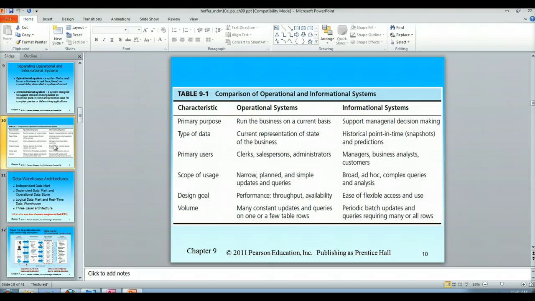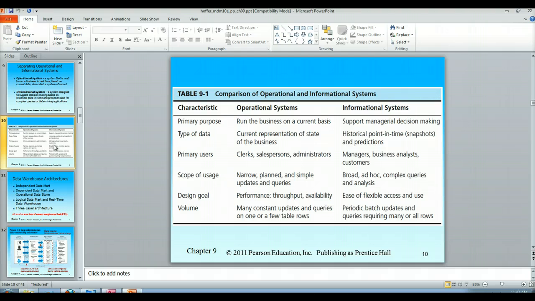The scope of an operational system is narrow. It's planned, and we're really talking about simple updates and queries. An informational system, because it's grabbing data from all manner of disparate systems, is broad. A lot of times there are ad hoc types of queries posed against informational systems. It's also fairly true of operational systems, but the informational systems run complex queries and analysis.